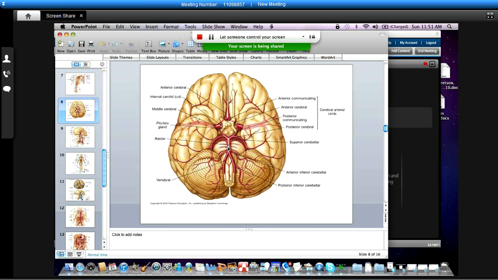You should also be familiar with the basilar artery. The basilar artery actually feeds the circle of Willis, or the cerebral arterial circle. There are also the two vertebral vessels that actually join together to form the basilar artery.